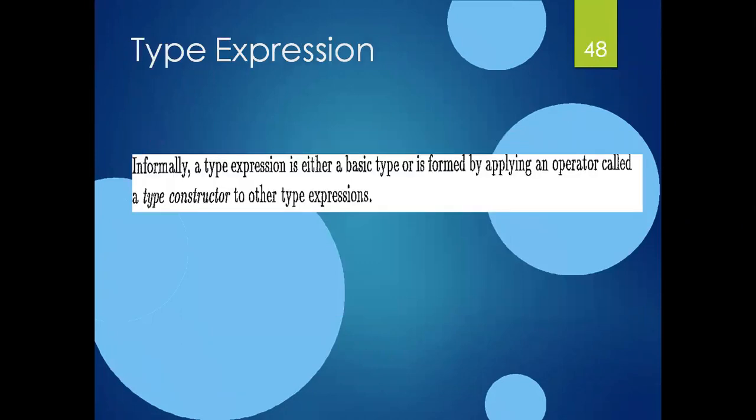And what is a type expression here? What is a type expression? Informally, a type expression is either a basic type or is formed by applying an operator called a type constructor to other type expressions. That means here we are learning about type constructs and type conversions from the type expressions. The systematic way of expressing the type of a language construct is called a type expression.